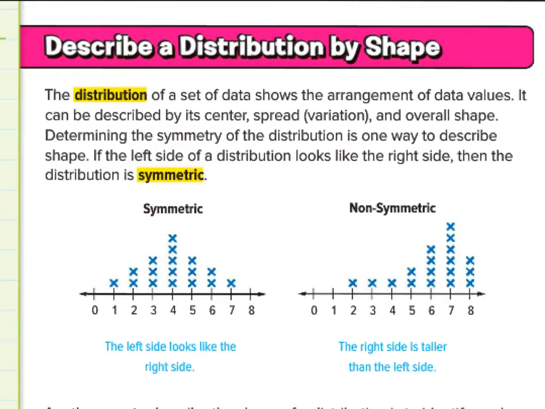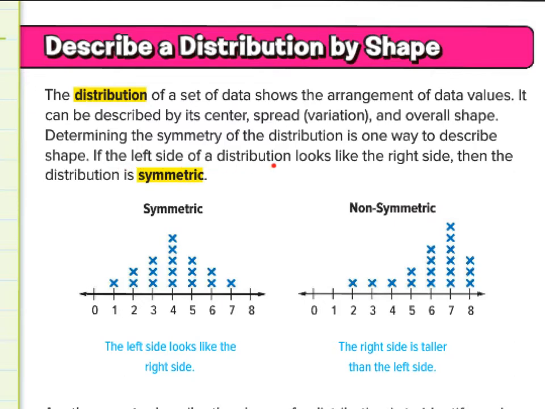When analyzing data, we can describe a distribution by its shape. So let's take a look at these two line plots and describe them simply by the shape they make. The distribution of a set of data shows the arrangement of data values. It can be described by its center, spread, which is the variation, and overall shape. Determining the symmetry of the distribution is one way to describe the shape.